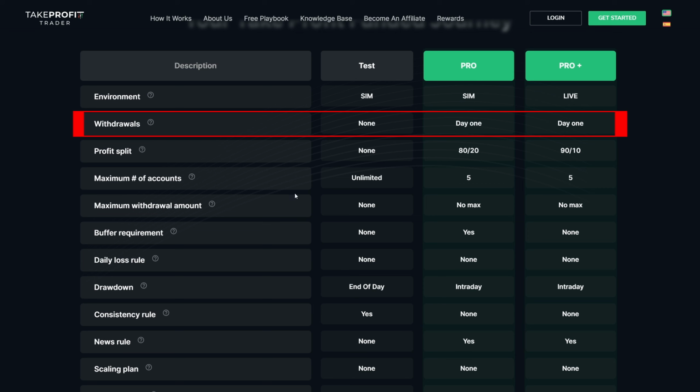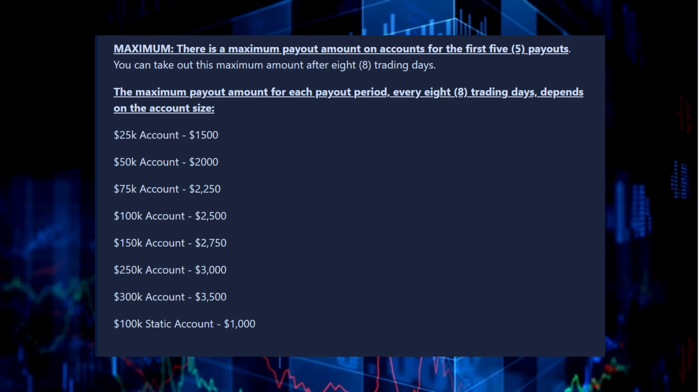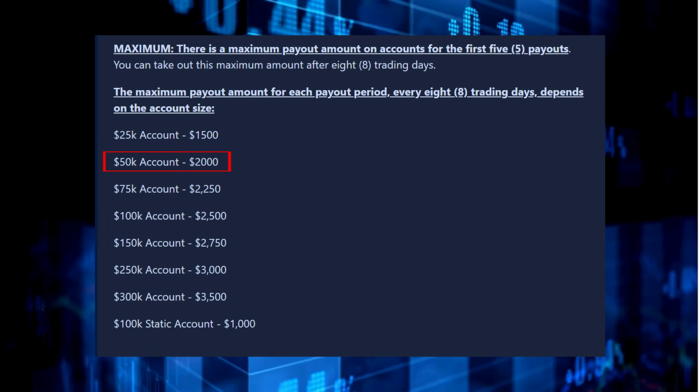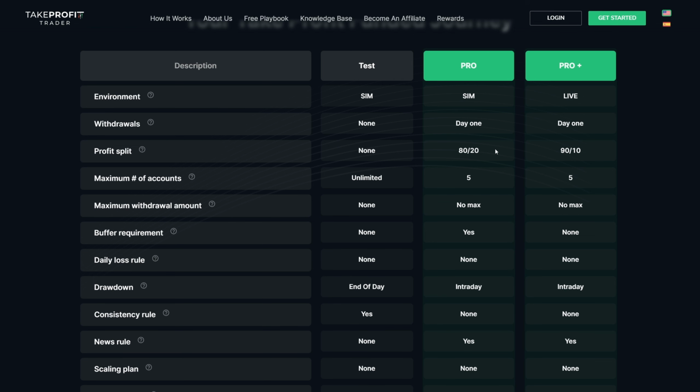Then what makes this even better, look right here, maximum withdrawal amount. In the pro account, there is no max. In the Pro Plus account, there is no max. Meaning when I go to request a payout from Apex for the first handful of payouts, I can only take out a maximum of $2,000 per 50K account. Let's say hypothetically, you made $100,000 on day number 1 in the pro account. Well, guess what? You could withdraw $98,000 of that money.